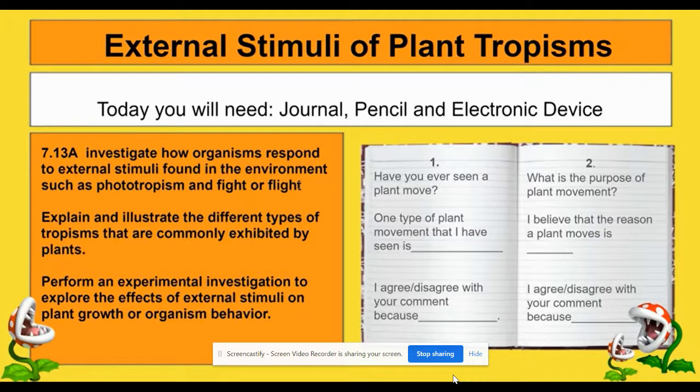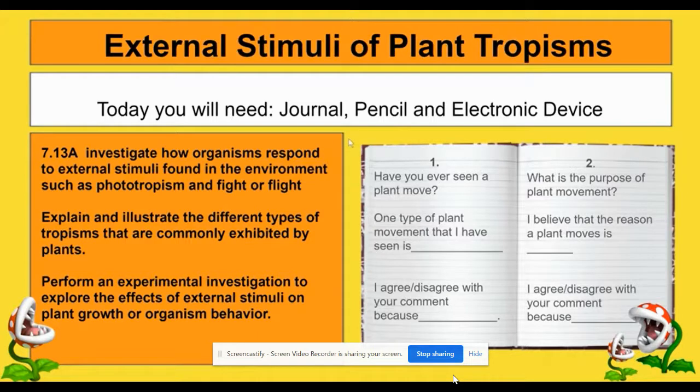These same responses also occur in plants, and this is what we're going to be looking at today. Tropisms have to do with plants, and we're going to explain to you the different types of tropisms that plants can have in this lesson. And finally, we're going to watch an experiment, and we're going to design our own experiment to explore how external stimuli can affect plant growth.